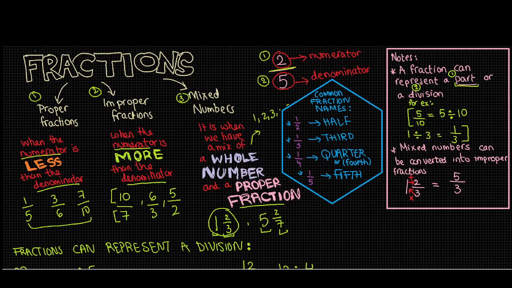Common fractions have certain names. 1 over 2 is a half, 1 over 3 is a third, 1 over 4 is a quarter or a fourth, and then after that, 1 over any number would be the number with a th. So 1 over 5 is a fifth, 1 over 6 is a sixth, 1 over 7 is a seventh, etc.